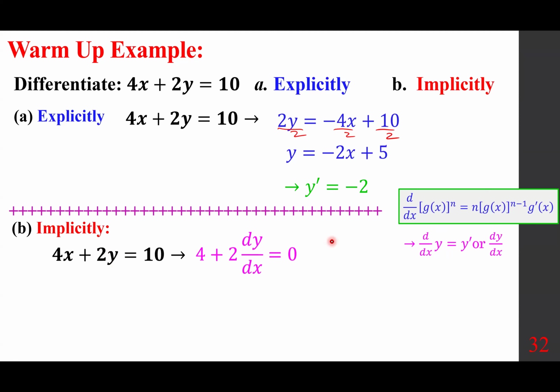On purpose, I put dy dx. I'm going to move the 4. I'm going to divide by 2. And dy dx is minus 2. Please understand they are both the same, y prime or dy dx. This is in Leibniz's notation telling us what is the independent variable. Specifically, when the independent variable is not x, we really want to go with that notation, for example, dy dt.